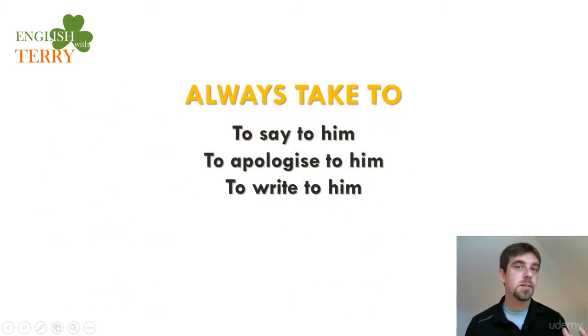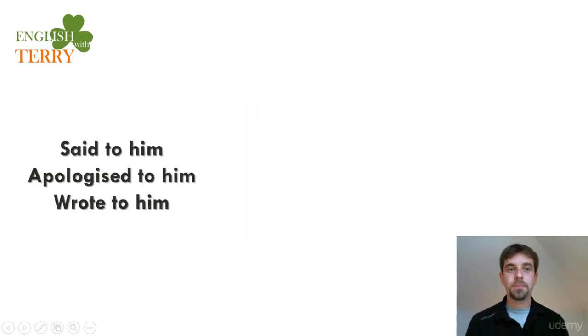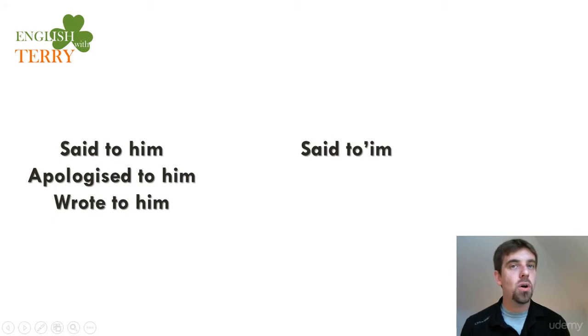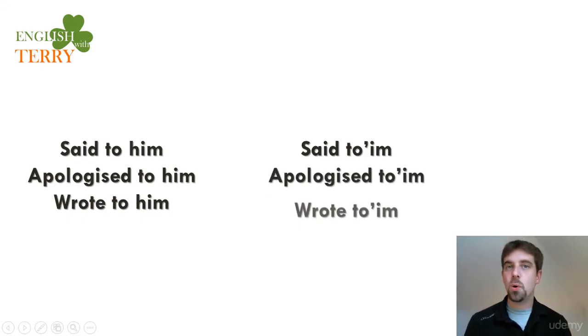These are verbs that always take "to." Always, no exceptions. We know already to talk to, to speak to, to listen to, to explain to always take "to," and these three always take "to" also. Said to him, said to him. Apologized to him, apologized to him. Wrote to him, wrote to him.